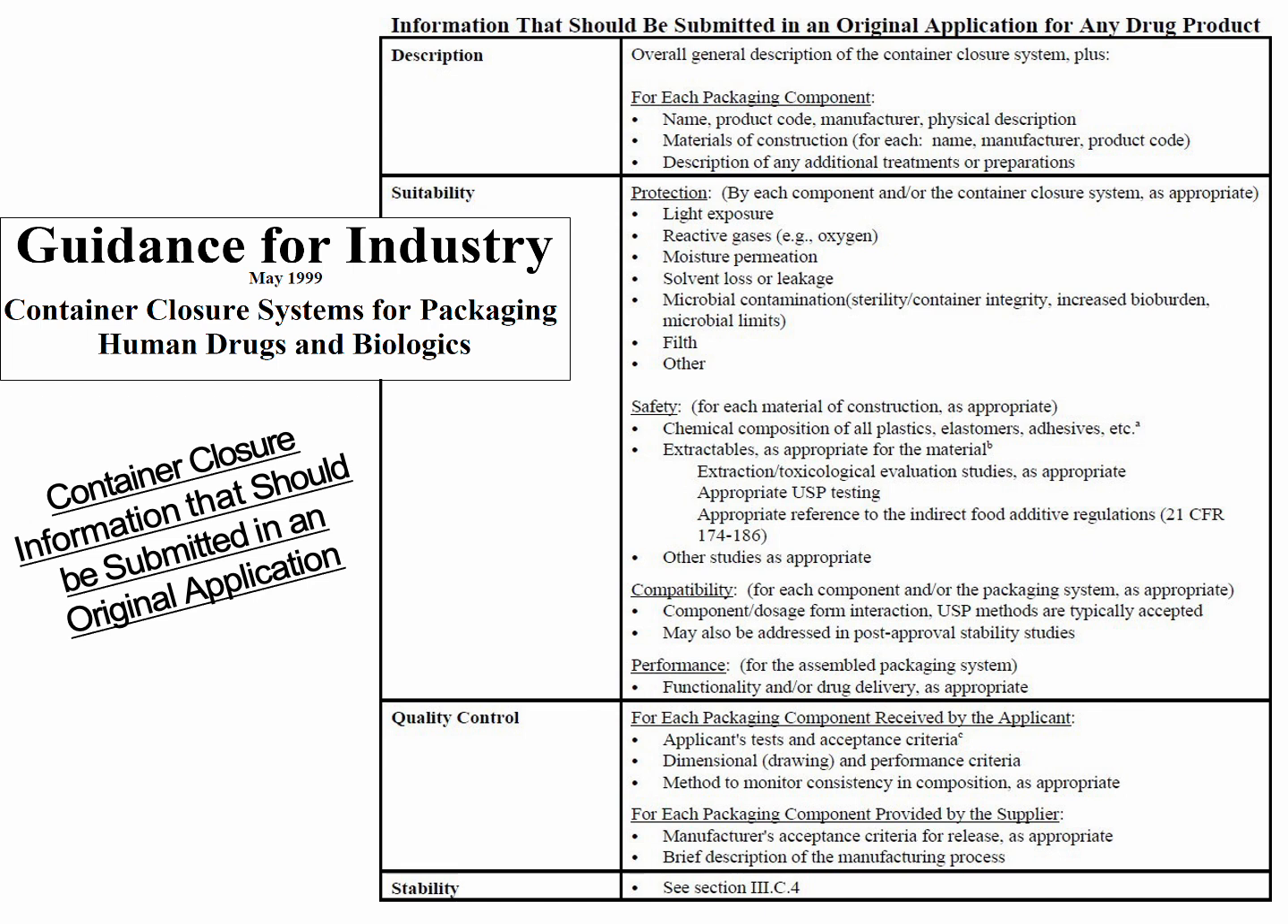You also need to provide information on the quality control. For each packaging component received by the applicant, you are going to provide FDA or Health Canada or EMA with the applicant's tests and acceptance criteria. Here you are going to refer to USP, and to the suitability tests that are already stated in this guidance document.